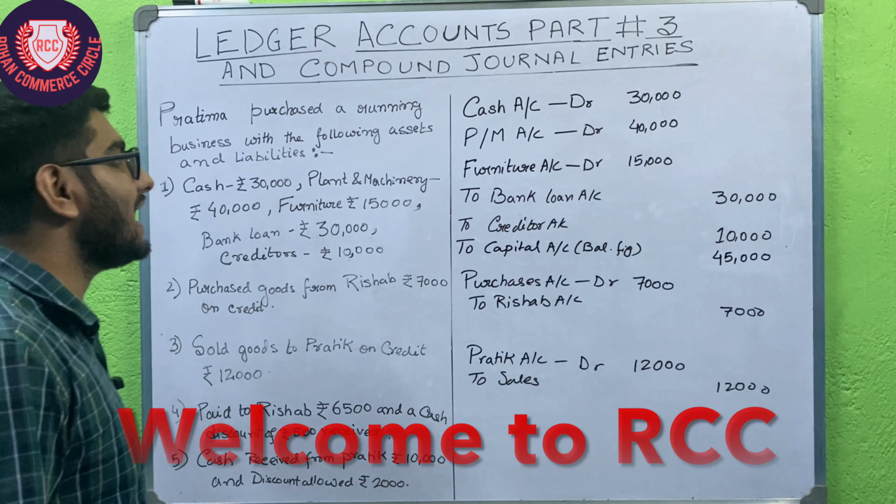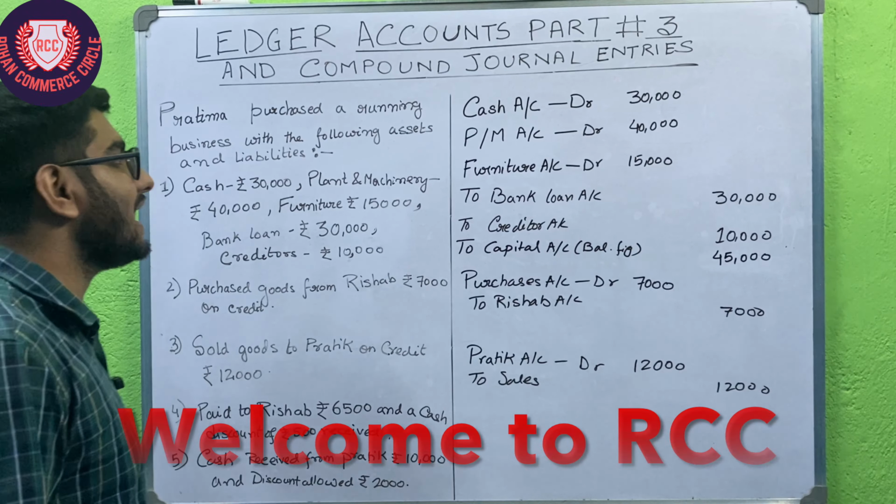Now we will be coming to the ledger of all these journals. Okay, now we will see the ledger of all these journals. So we have written the journal over here so that you could understand, and I have drawn the ledger accounts for you. So let us understand. So what is the first one? That is cash account debit, plant and machinery account debit, furniture account debit, to bank loan, to creditors and to capital. Okay, these are the balancing figures, students. These are the balancing figures.